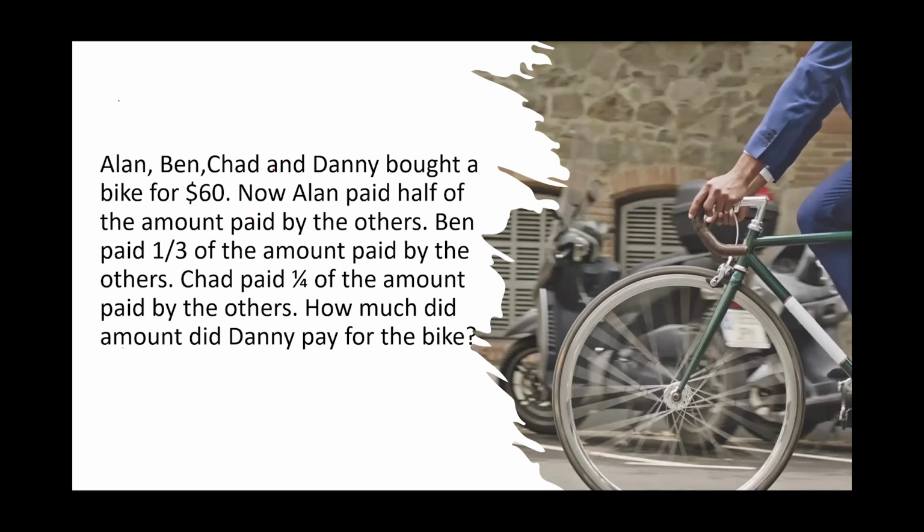Ben, Chad, and Danny bought a bike for $60. Alan paid half of the amount paid by others. Ben paid 1/3 of the amount paid by others. And Chad paid 1/4 of the amount paid by others.